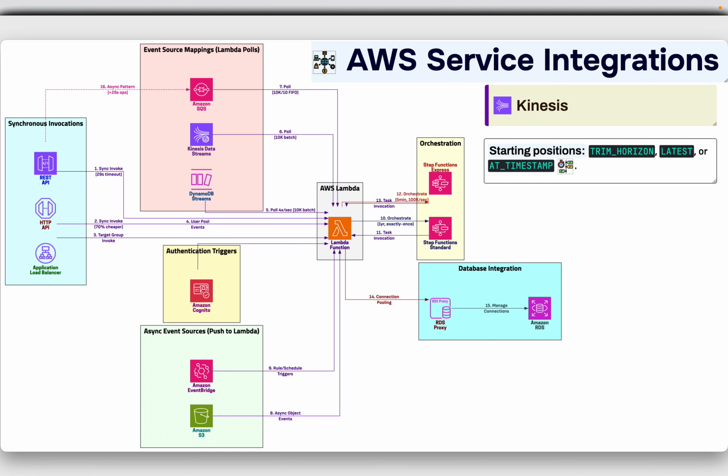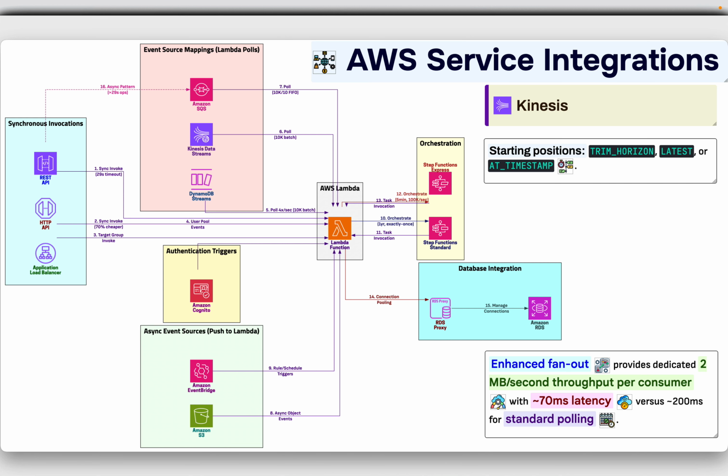So Kinesis supports 3 starting positions. First one is stream horizon to read from the beginning. Then latest to read new records only, or at timestamp to read from a specific time. And you have an enhanced fan out. So enhanced fan out provides dedicated 2 MB per second throughput per consumer with approximately 70 millisecond latency versus approximately 200 millisecond for standard polling.